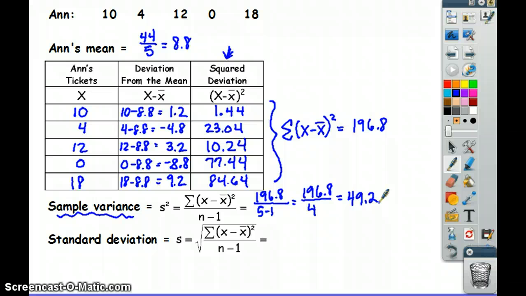The standard deviation, I simply take my answer from the sample variance and take the square root. So the square root of 49.2 is about 7.0. So once again, the sample variance and the standard deviation deal with the spread of the data. So let's compare the spread of Anne's data, this 7 that we got, with the spread of Edgar's data. We're going to do the same process.